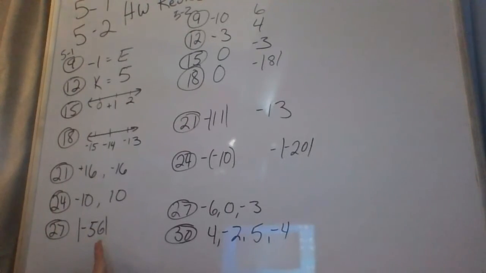27, they give us an absolute value, so they're asking how far away from 0 is -56. Well, that's 56 away from 0.